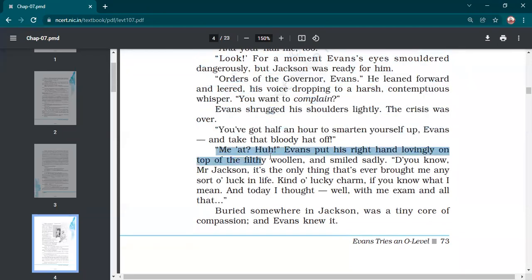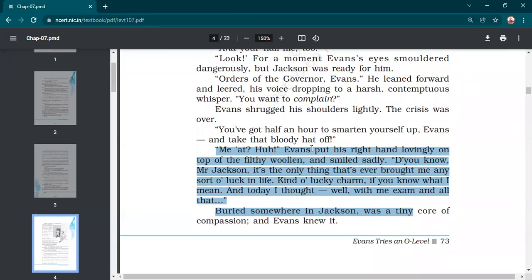Evans put his right hand lovingly on top of the filthy woolen hat and smiled sadly. "Do you know, Mr. Jackson, it's the only thing that has ever brought me any sort of luck in life, kind of lucky charm, if you know what I mean. Today I thought, well, with the exam and all that."